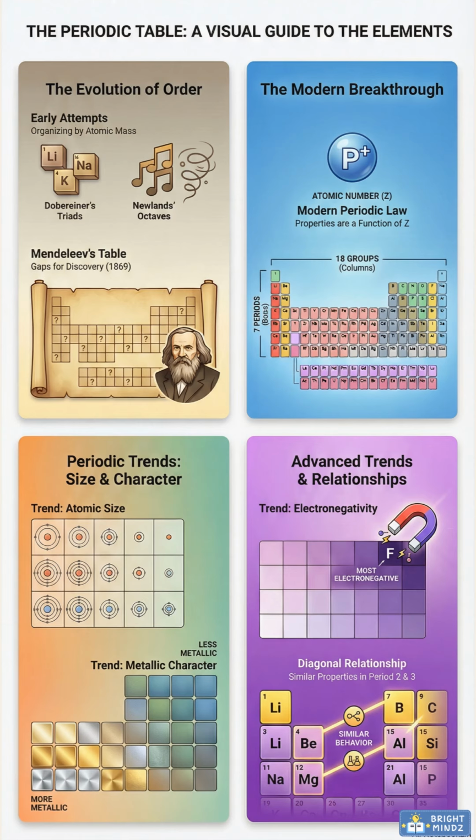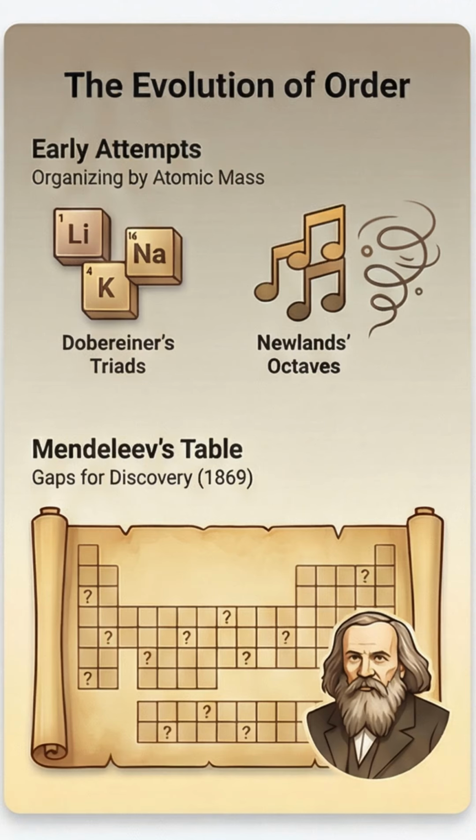The periodic table is a powerful map of all known elements, organizing them by fundamental patterns in their structure and behavior. In this video, you'll learn how it evolved, why its layout matters, and how trends reveal element properties.